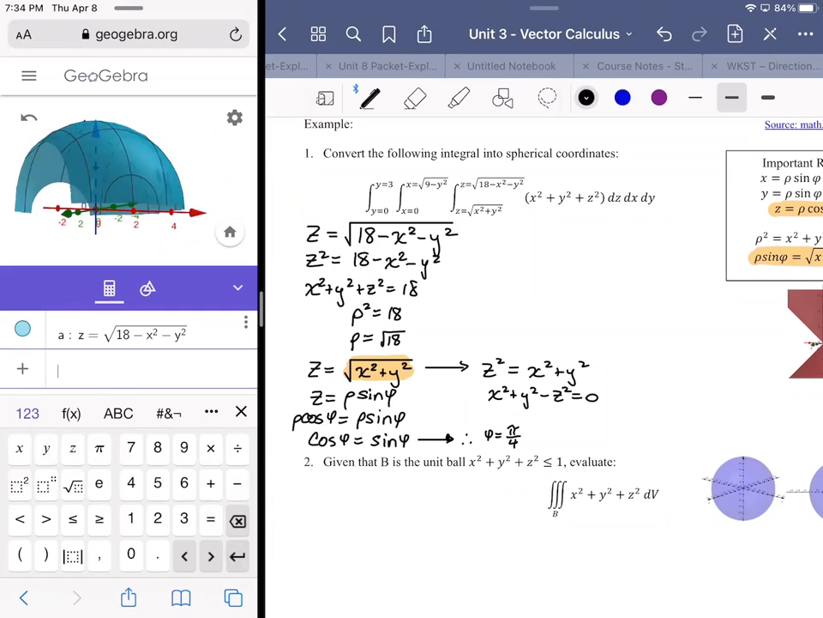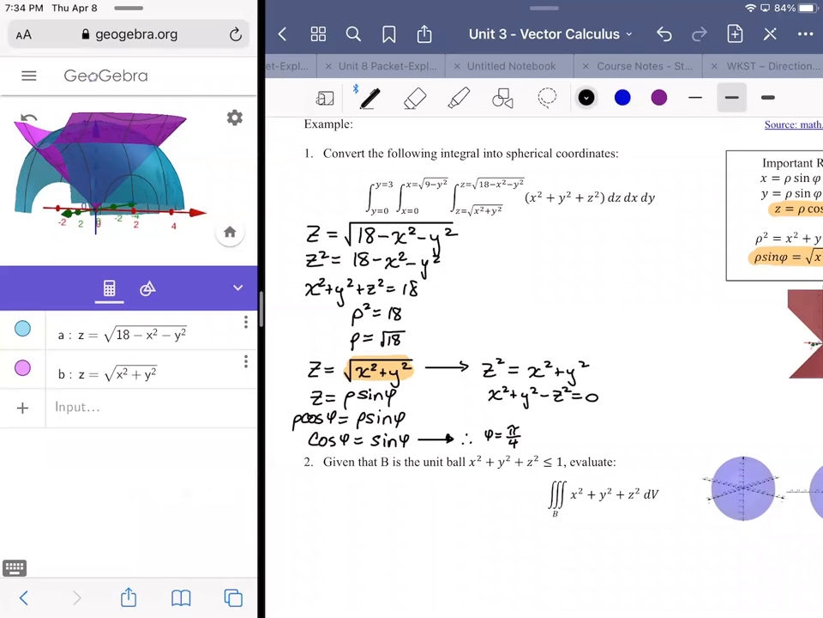Or the top bound, if you will, was a sphere. The bottom bound was the hyperboloid. And now, based off of experience, hopefully you'll carry this into the future and say, okay, if I see z equals the square root of x squared plus y squared, I know it's a hyperboloid, or anything in that form. It's just a question of what sort of hyperboloid, right?